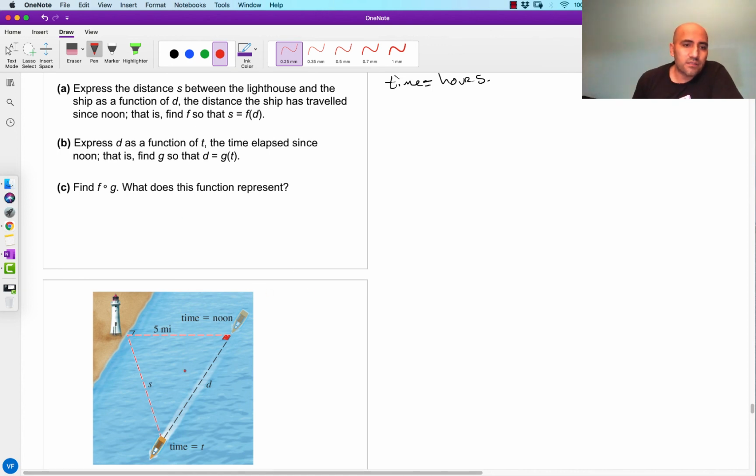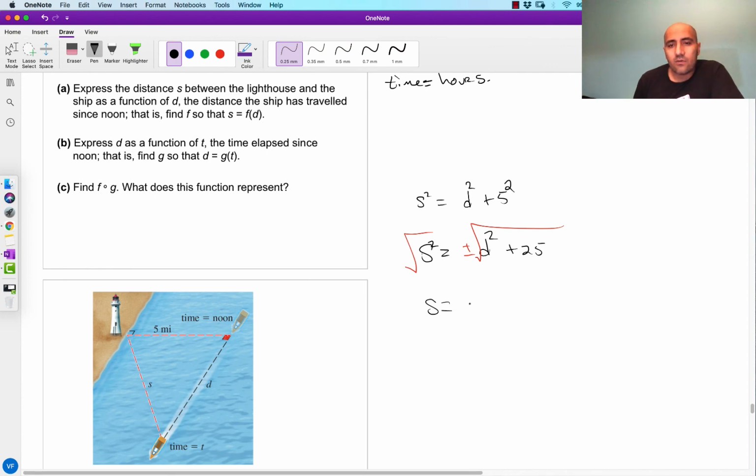Then we know that s squared is equal to d squared plus 5 squared. The Pythagorean theorem tells us that s squared is equal to d squared plus 5 squared, or just 25. So s squared equals d squared plus 25. If we want to solve for s, we can take the square root of both sides. Of course, that introduces a plus or minus. And so we have that s equals plus or minus the square root of d squared plus 25.